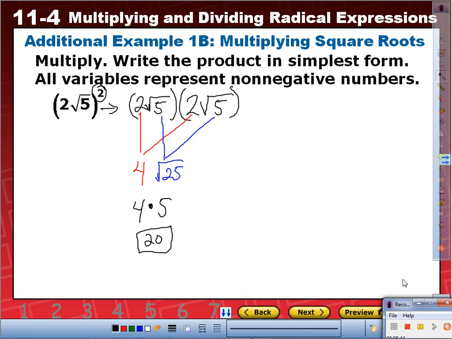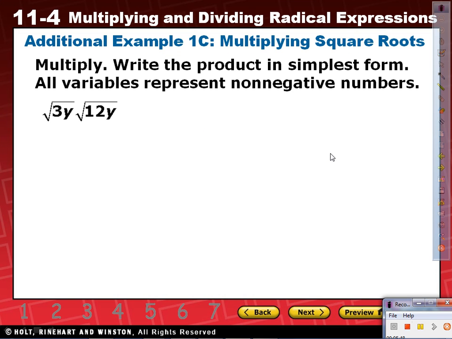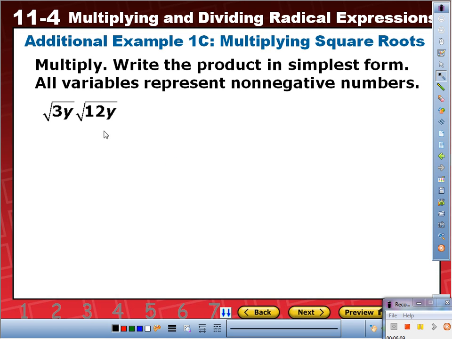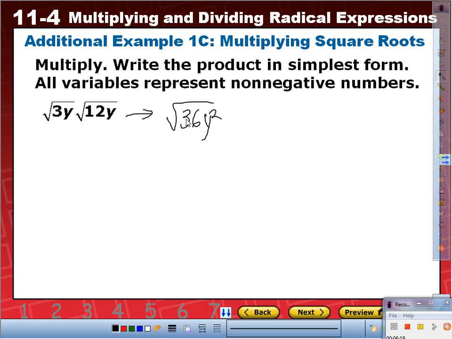Copy this next one down, please. Example 1C. It says multiply square root of 3y times square root of 12y. Do this one by yourself. You can do the method by multiplying first and then simplify. Go. Copy that and solve. Or simplify, I'm sorry. I said do it whichever way. I'm going to use multiplication. What is 3 times 12? 36. What is y times y? Y squared. Can I split these up? Yes. Square root of 36, square root of y squared. What is square root of 36? Oh, wow.